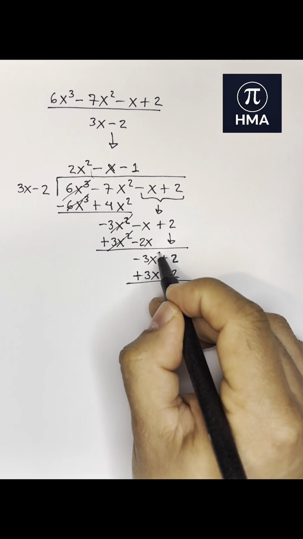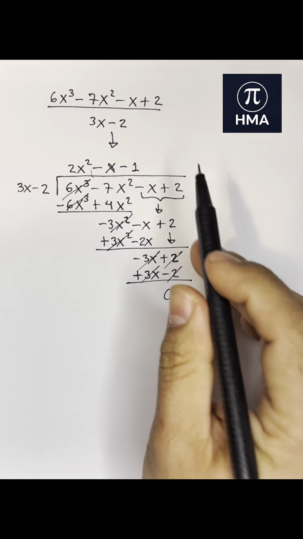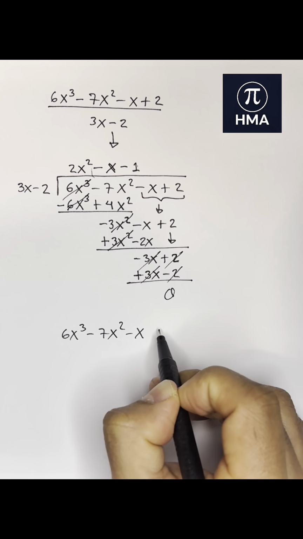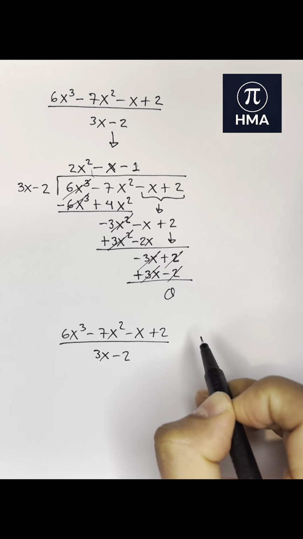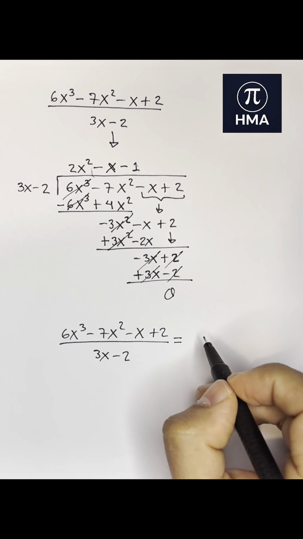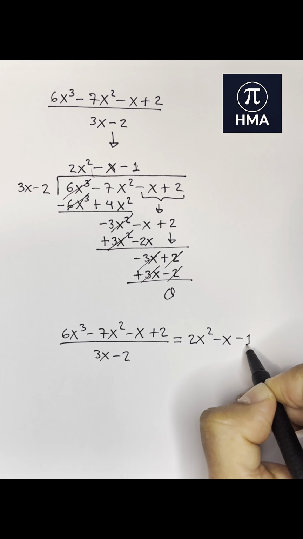If you observe, we eliminate these two terms and also these two. Therefore, the result of the division will be this one: 2x squared minus x minus 1.